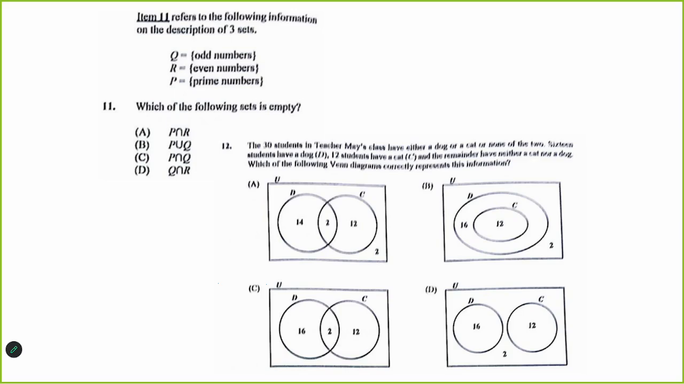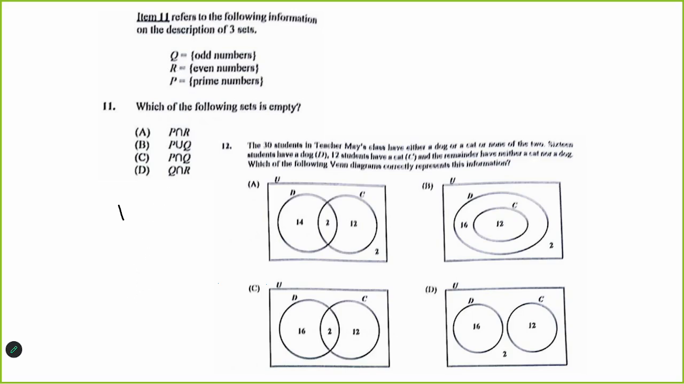Yes, Miss. Right. Item 11 refers to the following information on the description of 3 sets. We have their odd numbers, even numbers, and prime numbers. Which of the following is an empty set? Empty means they have nothing in common. P, which is even numbers, intersect R. P, which is prime numbers, intersecting R.